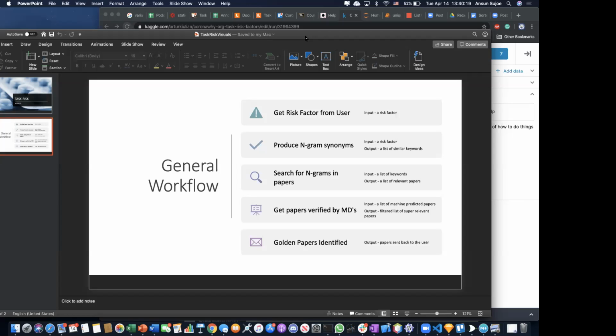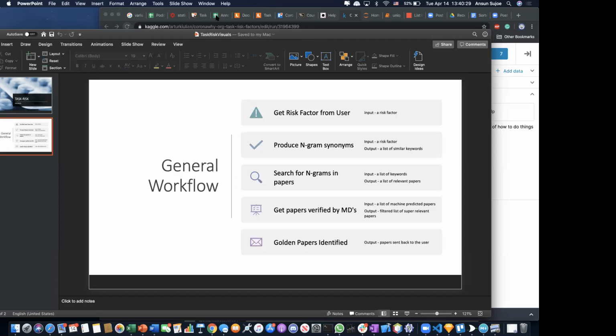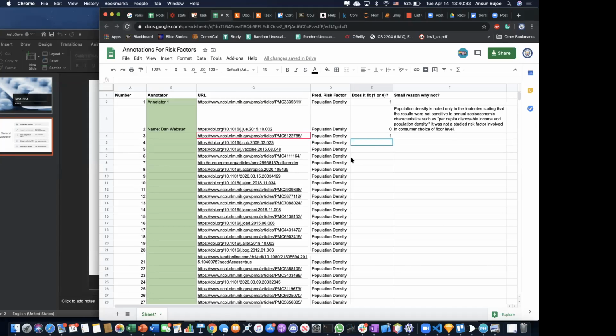That's our golden hypothesis. Yeah, the explainability of golden papers is extremely important. Do we have that in some sheet already? Okay, so yes, I've started putting together a list. Here is kind of what I'm using for annotations.